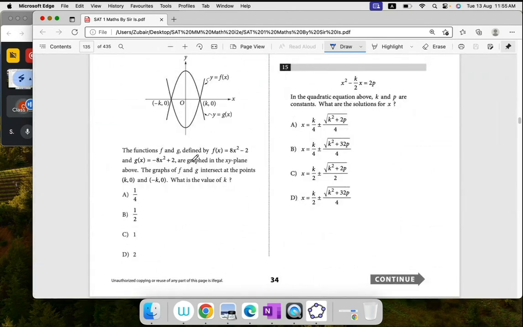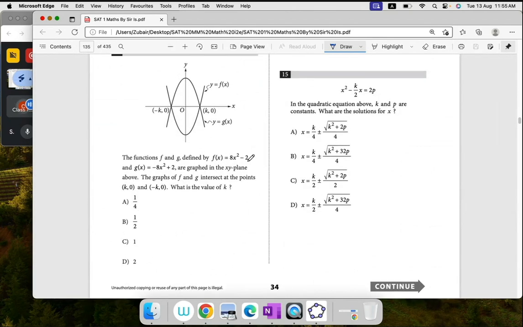The functions f and g are defined by this and this. So one is smiley and the other is sad. They are graphed in the xy plane above. The graphs of f and g intersect at these points. What is the value of k? Okay, so basically y is 0. So 2 by 8 is equal to x square, 1 by 4, 1 by 2.